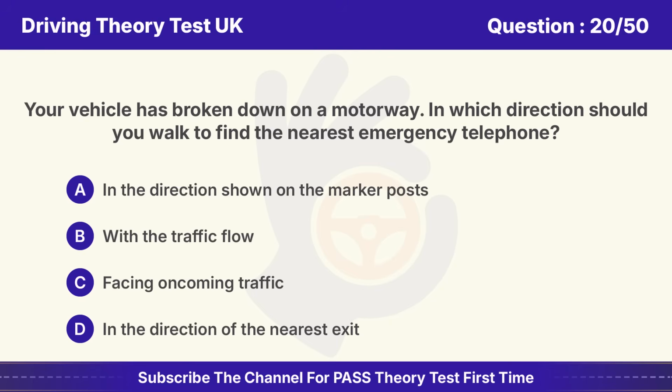Question 20. Your vehicle has broken down on a motorway. In which direction should you walk to find the nearest emergency telephone? Option A, in the direction shown on the marker posts. B, with the traffic flow. C, facing oncoming traffic. D, in the direction of the nearest exit.